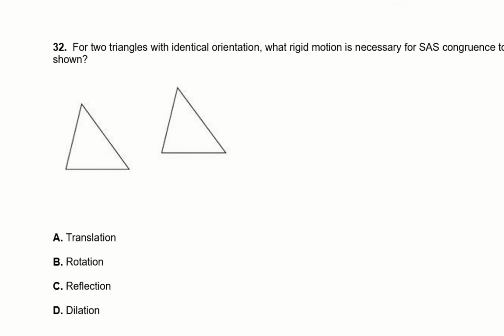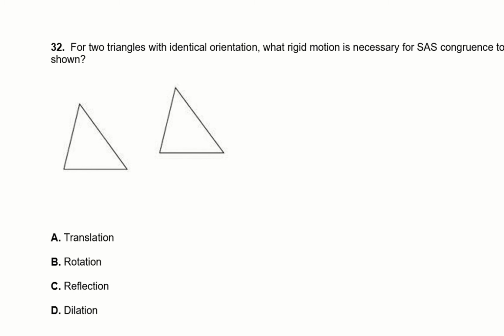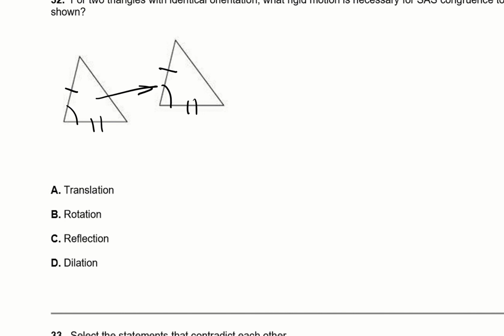All right, number 32. For two triangles with identical orientation as given below, what rigid motion is necessary for SAS congruence to be shown? So for example, if you wanted to show that these sides were the same, and this angle between them is the same, well, that's pretty straightforward. Since they're in identical orientation, all you have to do is just slide this over and see that they overlap. So all you got to do is a translation.